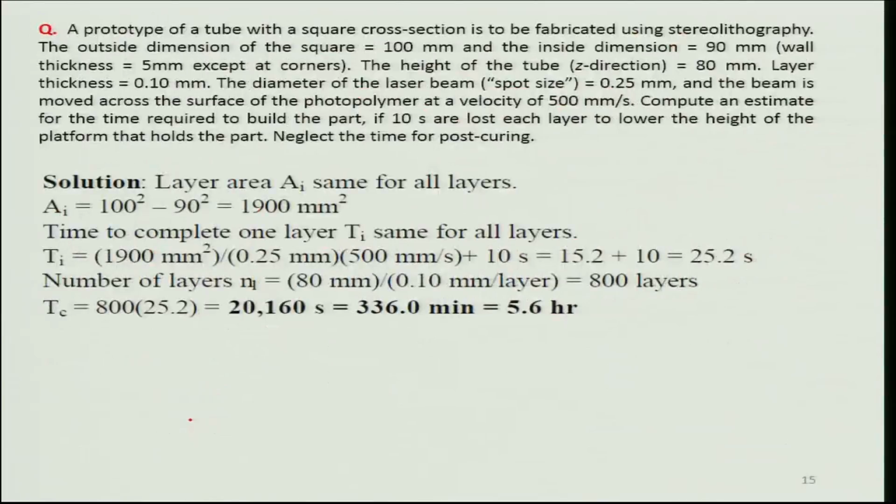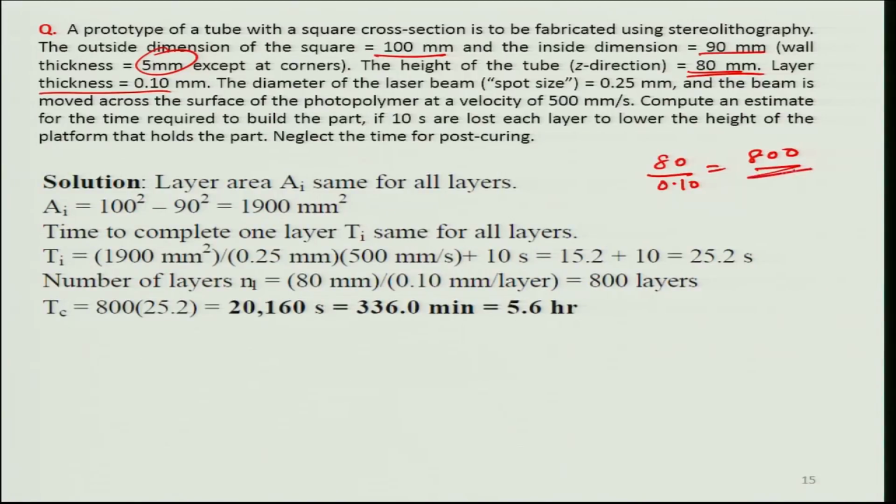There is a small example problem here. A prototype of a tube with a square cross section is fabricated using this SLA technique. Outside dimensions of the square are 100 mm and inside dimensions are about 90 mm, and wall thickness almost everywhere is about 5 mm except at the corners where it is slightly higher. The height of the tube in the Z direction is about 80 mm, and the layer thickness we are using here is 0.1 mm. So with 80 mm and 0.10 mm as one layer thickness, there are about 800 layers that you are trying to obtain.